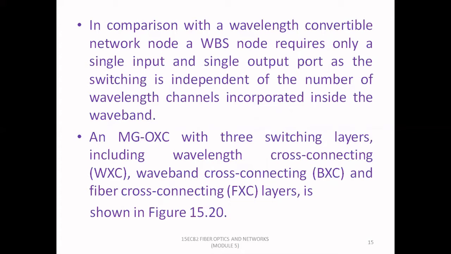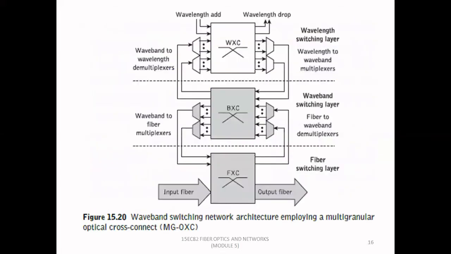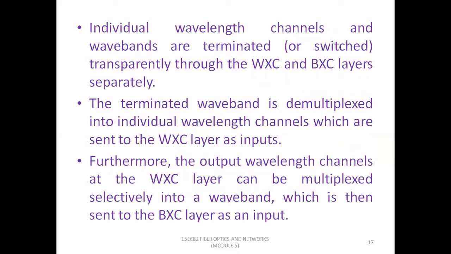An MGOXC with three switching layers, including wavelength cross-connecting WXC, waveband cross-connecting BXC and fiber cross-connecting FXC layers, is shown in figure 15.20. Individual wavelength channels and wavebands are terminated transparently through the WXC and BXC layers separately. The terminated waveband is demultiplexed into individual wavelength channels which are sent to the WXC layer as inputs. Furthermore, the output wavelength channels at the WXC layer can be multiplexed selectively into a waveband which is then sent to the BXC layer as an input.